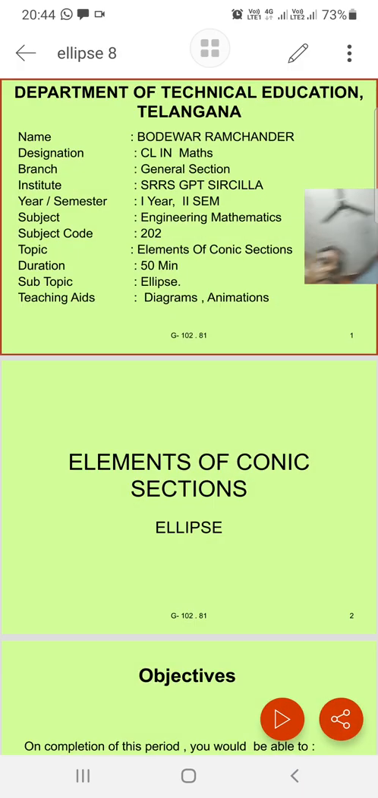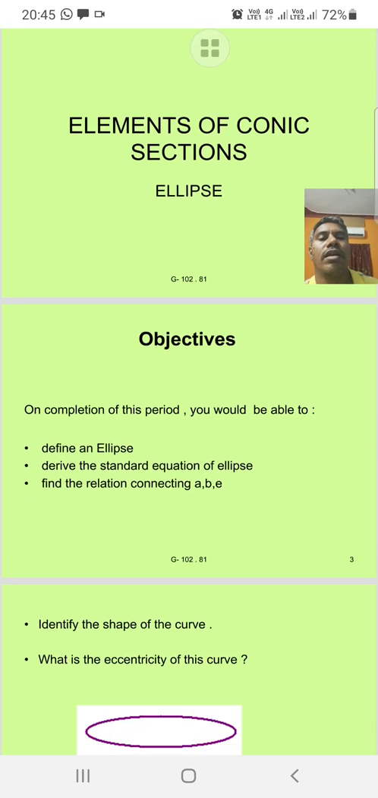This is about the ellipse, and we already discussed at the beginning that mainly three curves are called conic sections: the parabola, the ellipse, and the third one, the hyperbola. Based on eccentricity, we can take it as a condition. If the eccentricity is 1, we say it is a parabola. If it is less than 1, we say ellipse. If it is greater than 1, then we say hyperbola.